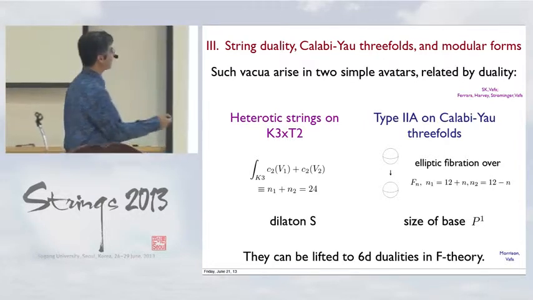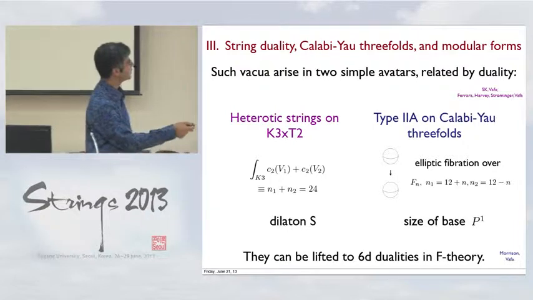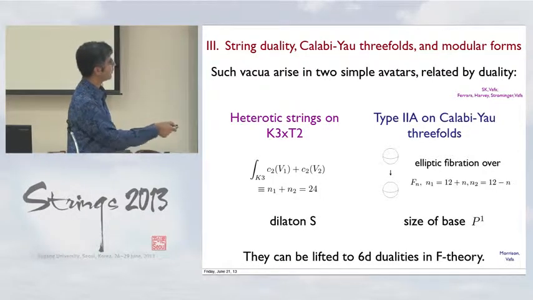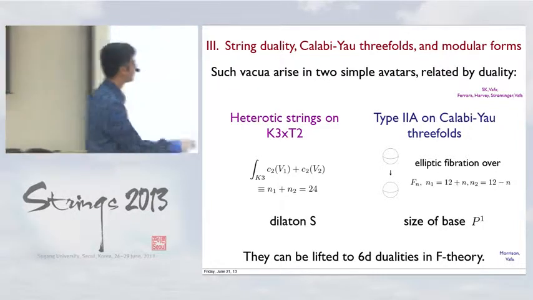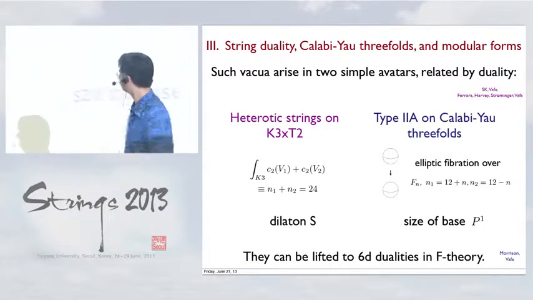The dual Calabi-Yau threefolds to these were worked out in full generality in that period. They consist of elliptic fibrations over Hirzebruch surfaces, Fn, and the labels on the Hirzebruch surface map to this combinatorics, such that for the surface Fn, the n1 here is 12 plus n, and the n2 here is 12 minus n. The Hirzebruch surfaces with larger n here don't give smooth enough Calabi-Yaus to use.